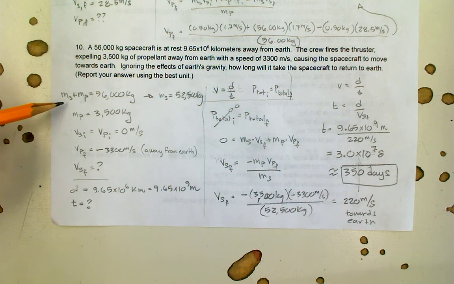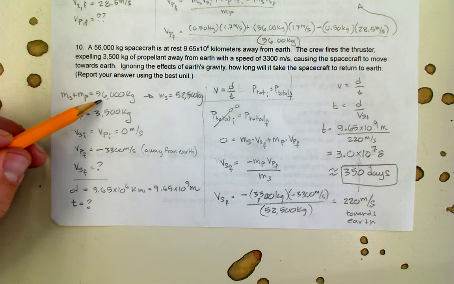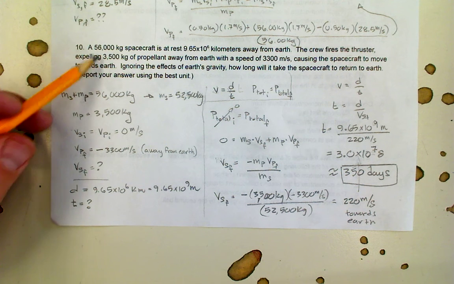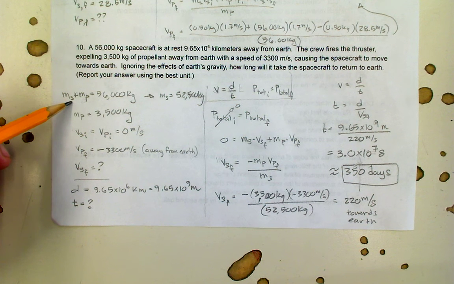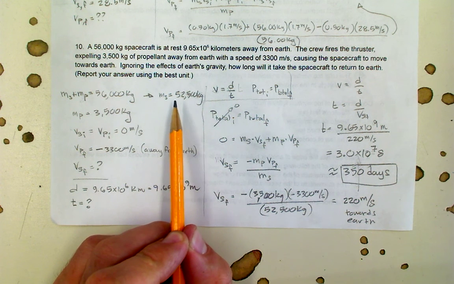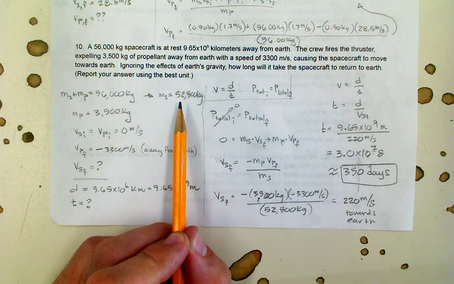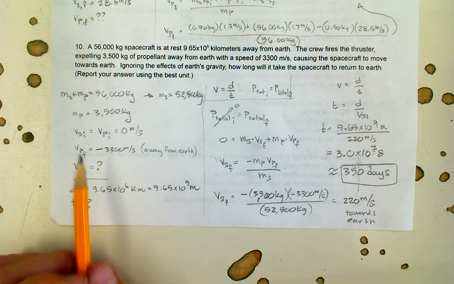So in the initial state, I basically said that the 56,000 kilograms that we have for the spacecraft, I basically made the assumption here that is the propellant P and the spacecraft itself added together. And so from here, I just decided that the spacecraft must be itself, without the propellant, must be a little bit less massive. And then the propellant, of course, has this much mass.